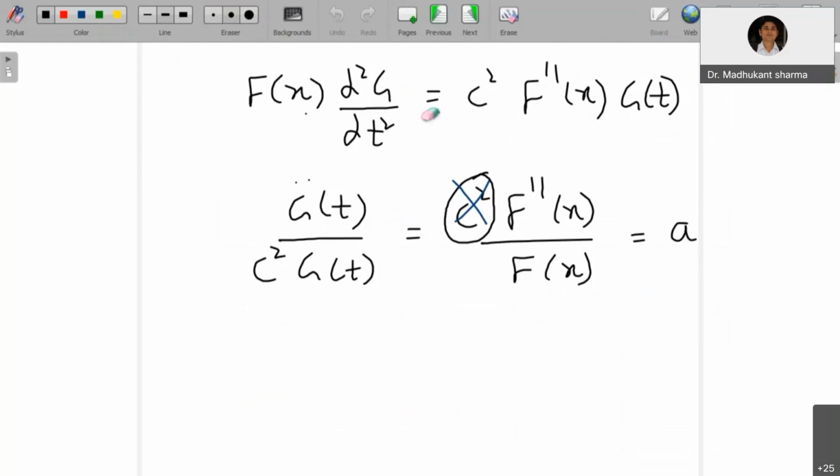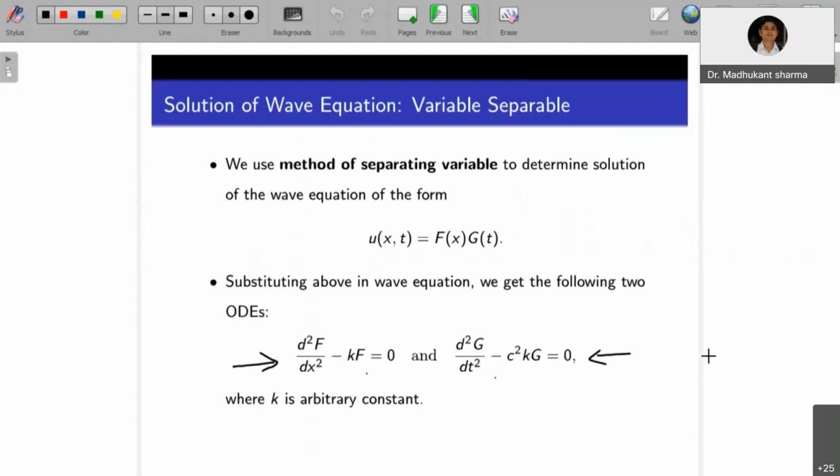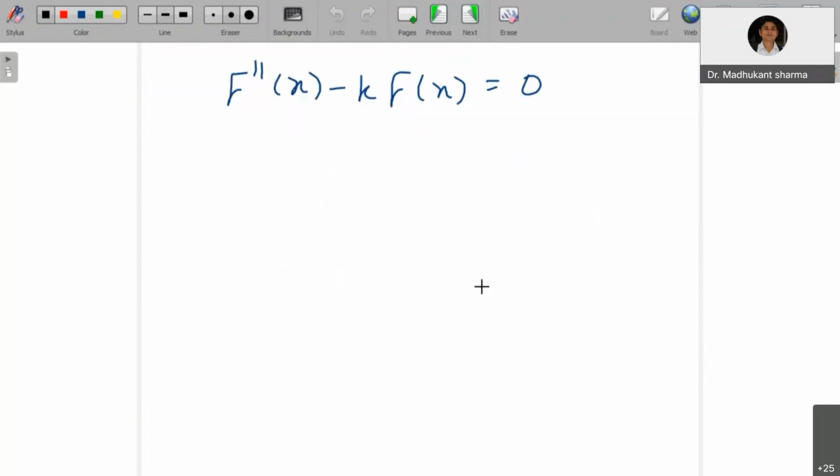So here another correction is this one, and another correction is this. These are only notation, so do not worry about it. So you have this equation, and you have minus k f of x. You know how to solve this?